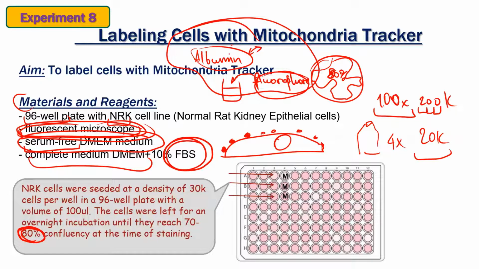Afterwards, when you stain the cells, you're going to add the complete medium. So you remove the fluorophore and add the complete medium. Why do you need the complete medium? Because you want the cells to survive your experiment. Okay, so this is about the materials and reagents.